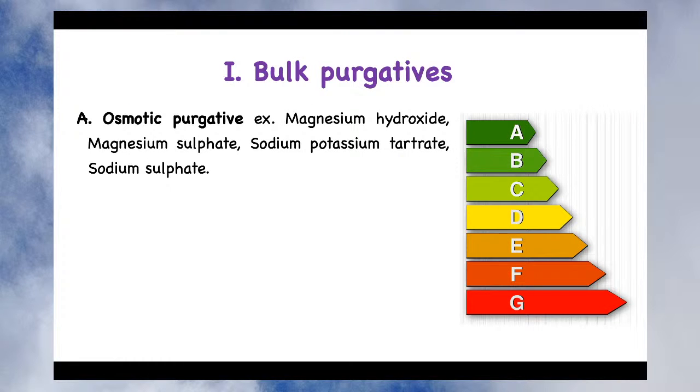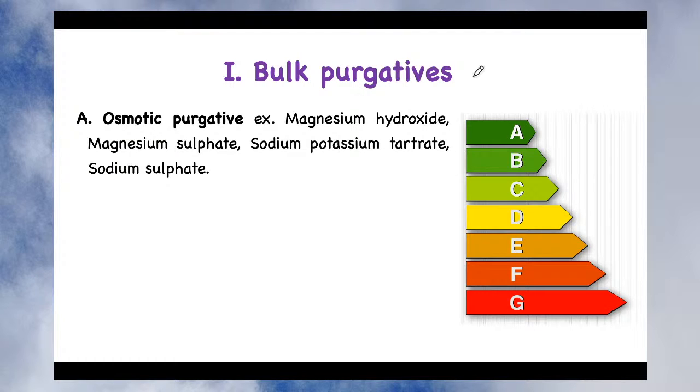Okay, so let's go to the classification of purgative drugs. Purgative drugs are basically classified into three broad categories, and again there is a sub-classification under each category. The first broad category is the bulk purgative. The name itself indicates what bulk purgatives do: they basically increase the bulk of your intestine. And we know that when there is an increase in the bulk of the intestine, it gives the stimulus for defecation. Right? So those purgative drugs are called bulk purgatives.